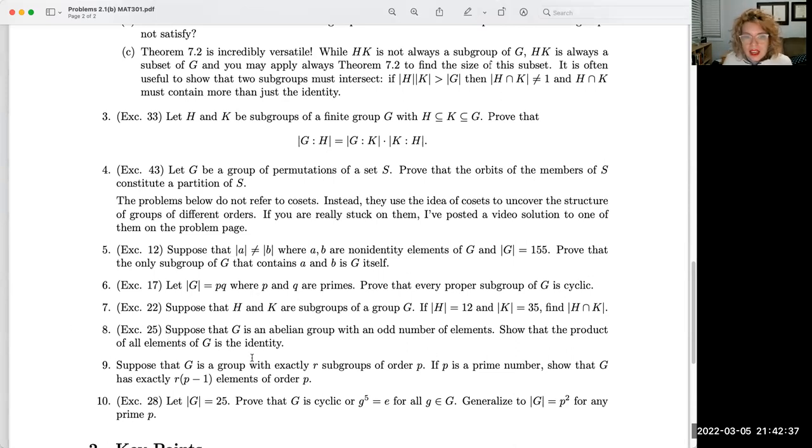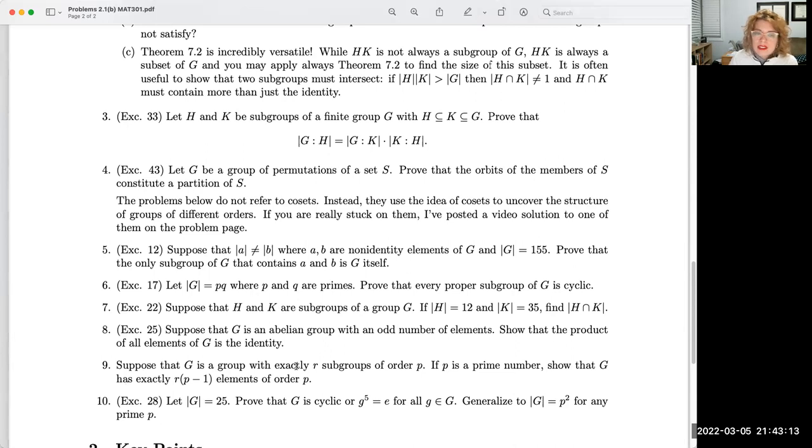Okay, and number 8, if G is an abelian group with an odd number of elements, show that the product of all the elements of G is the identity. The idea here is to match up the elements. So match up an element with its inverse. And what you need to do is show that an element cannot be the inverse of itself. And then you'll also just have the identity hanging out there, and the identity will be by itself. And that's okay because your group as a whole has an odd number of elements. So the remainder should be able to be matched up.